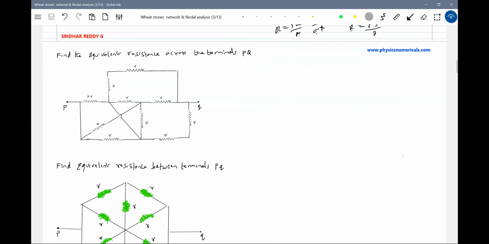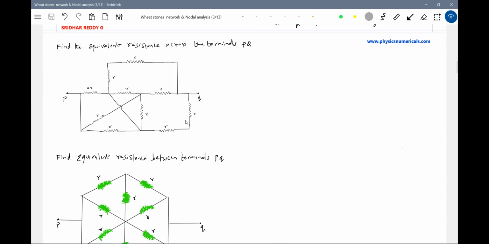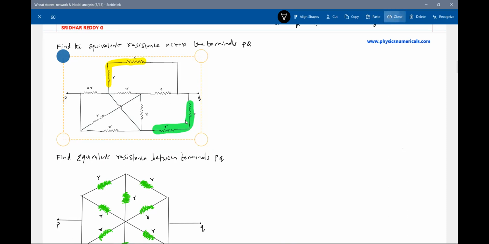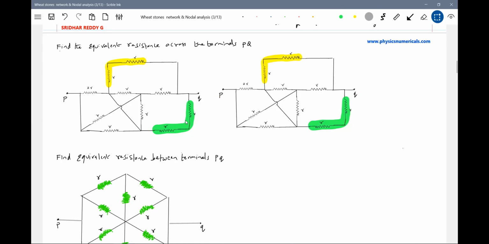Okay, now we have the application problems. Like I have a network like this, asking to find the equivalent resistance across the terminals. So I'll look at these two. Look at this. They're in series. Look at these two. They're in series. So the effective resistance, okay, this will become how much? 2R.